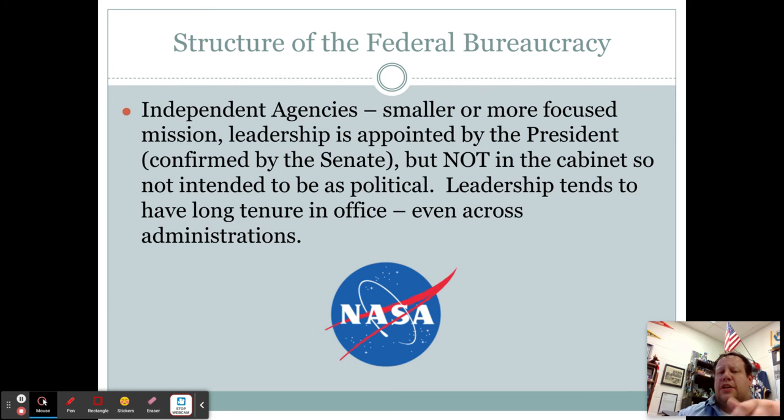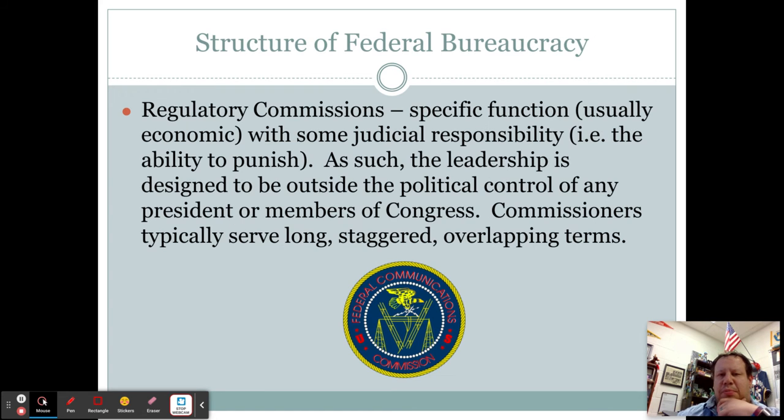You have independent agencies that are smaller and have a more focused mission, okay? The president appoints leadership and it's confirmed by the Senate, but not necessarily the cabinet. So it's not like super political that way, okay? These are jobs kind of like head of NASA, the CDC, all those kind of things fall under independent organizations that aren't necessarily like a cabinet type thing that gets super political.